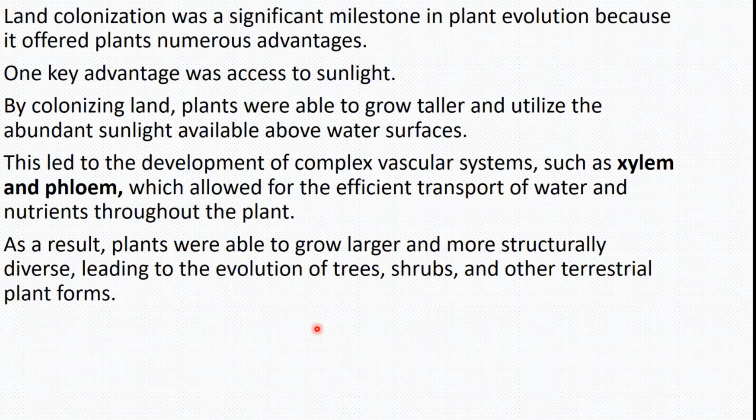Therefore, by colonizing land, these plants were able to grow taller and utilize the abundant sunlight available above water surfaces. This led to the complex vascular system. What are those vascular systems? Such as the xylem and phloem, which allow efficient transport of water and nutrients throughout the plant. As a result, plants were able to grow larger and more structurally diverse, leading to the evolution of trees, shrubs, and other terrestrial plant forms.